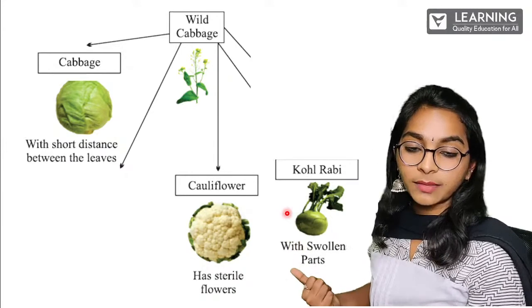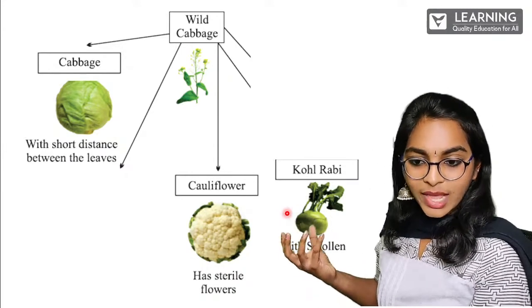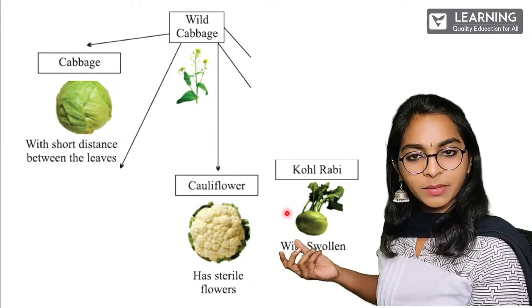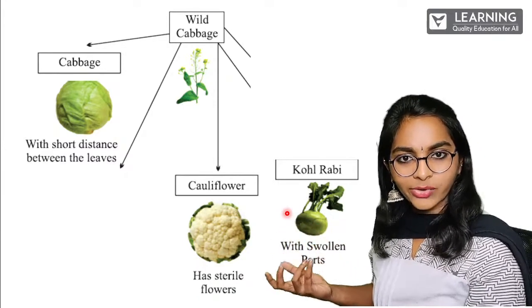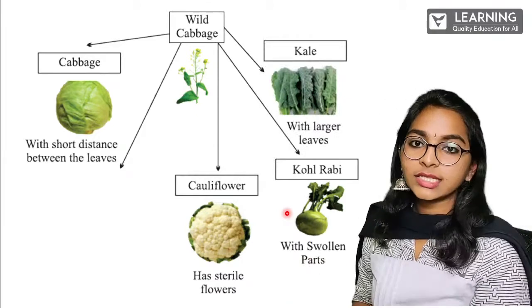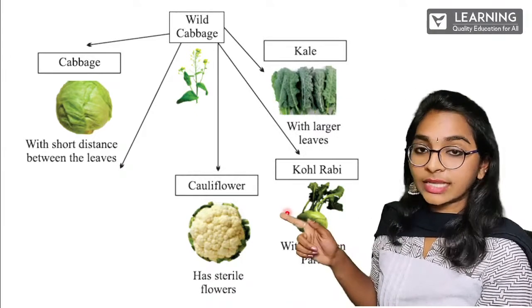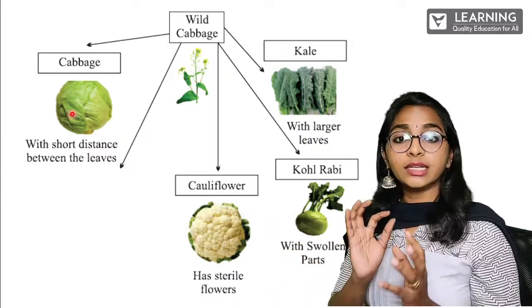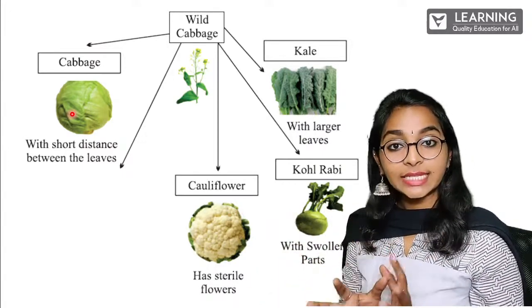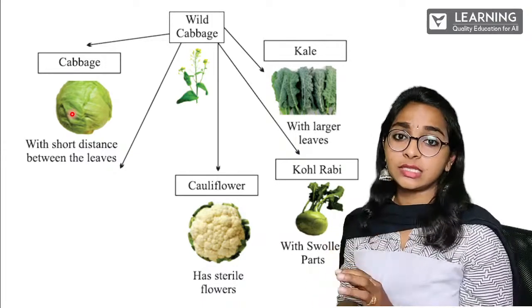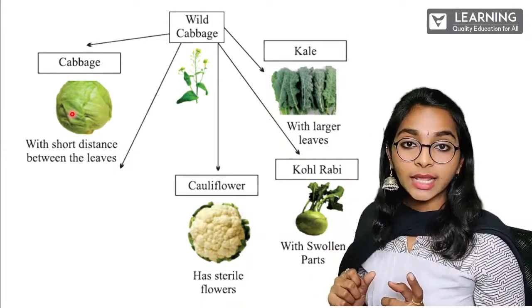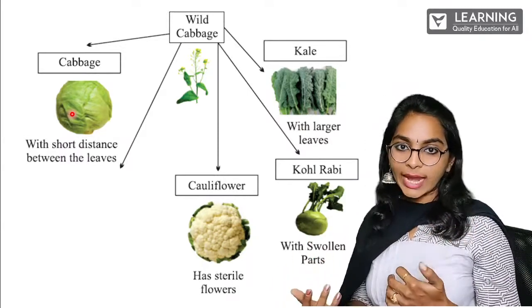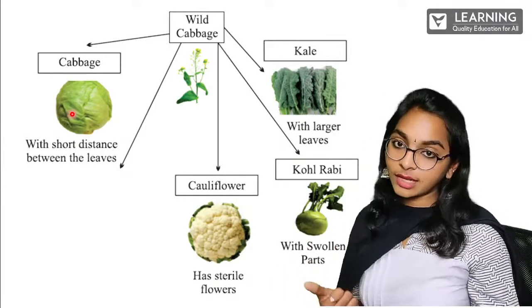Next, kohlrabi. This is actually the swollen part in this wild cabbage, where we prepare a lot of dishes with this swollen part, kohlrabi. Right? Next, kale. See, in cabbage the leaves are highly packed, tightly packed, or highly dense. There are very small distances between the leaves. But kale has larger leaves, the distance is also more, and it is also edible. Clear?